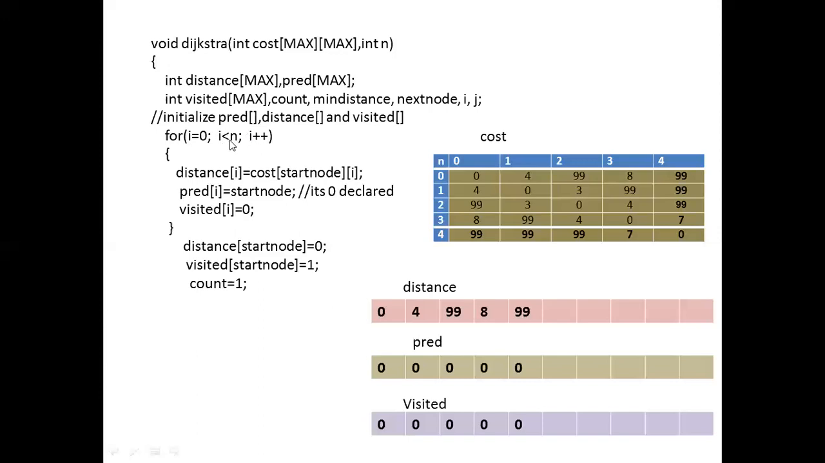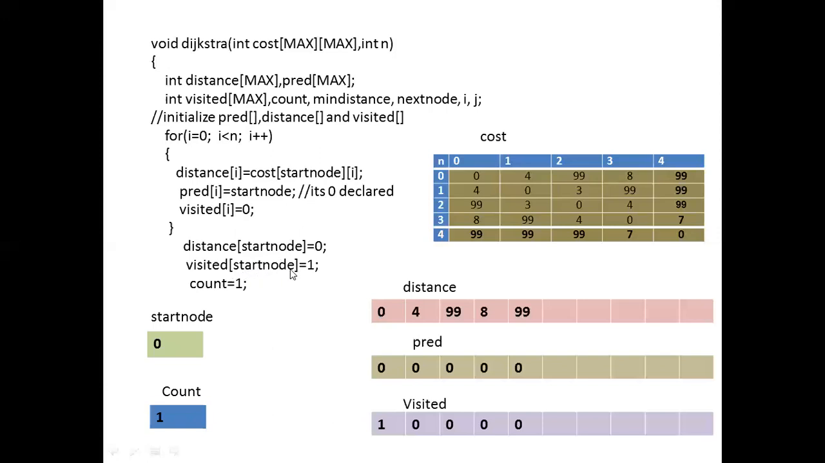5 is less than 5, condition fails. Once the condition fails, controller will come to the outside of the for loop. Outside the for loop, what is the statement I wrote? You can observe the statement is written like this. Distance of start node value is 0. 0 will be assigned to what? Distance of start node. So distance of 0 is 0 only, 0 will be assigned.